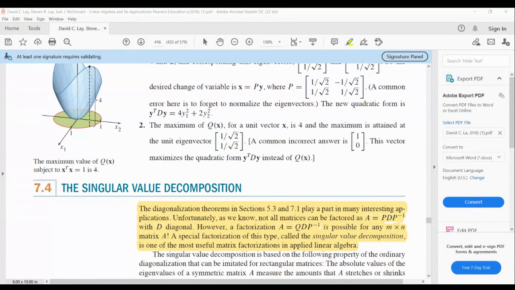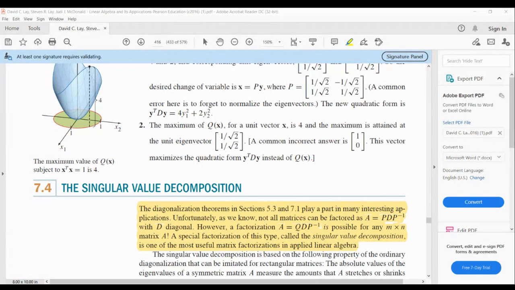But we also know that not all matrices can be factored. For instance, if you have some square matrix A, let's say it's not symmetric, and you want to write it as P times D times P inverse. Well, I want to be careful. In order to express A as P times D times P inverse, it has to be a square matrix. But not all square matrices can be factored that way.